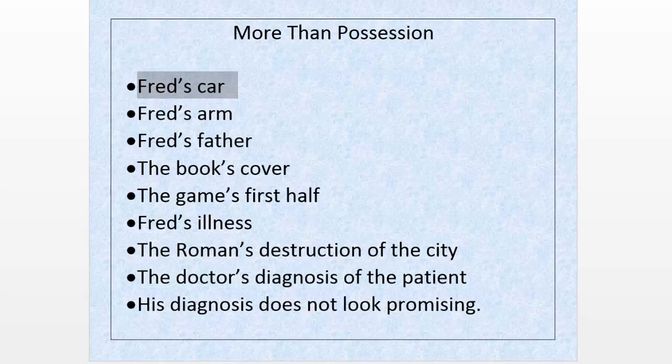The Romans' destruction of the city, there the Romans are performing an action, they're an agent. The doctor's diagnosis of the patient, a similar thing there with the doctor being the agent. And his diagnosis does not look promising. Okay, so that's one of the reasons I prefer to use the term genitive for these things rather than calling them possessors, although sometimes I'll do that, is that the relationship is much more than just one of mere possession.